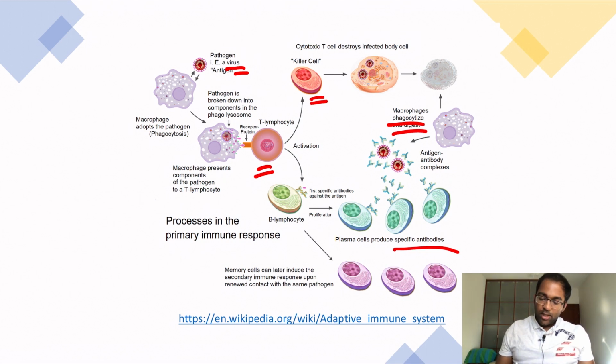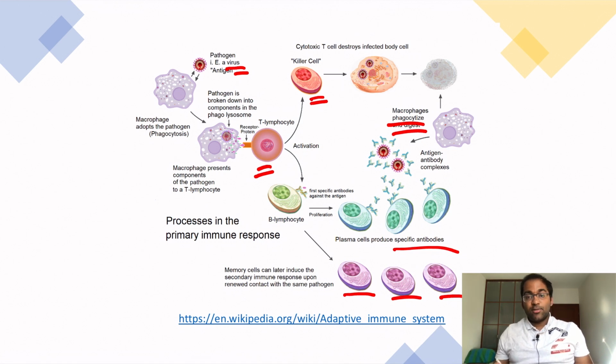You can also see down here in the image that the memory cells are also formed in the primary immune response, and memory cells will later induce the secondary immune response if it encounters the same pathogen. So I hope you understand this diagram. It's really simple. It's not so complicated. So let's go to the next slide.